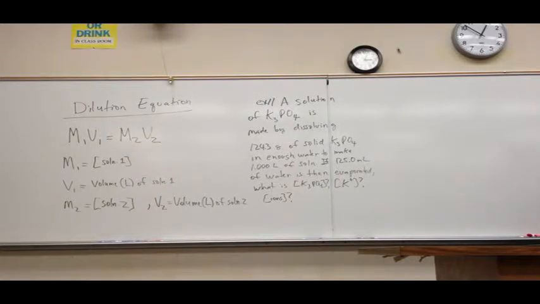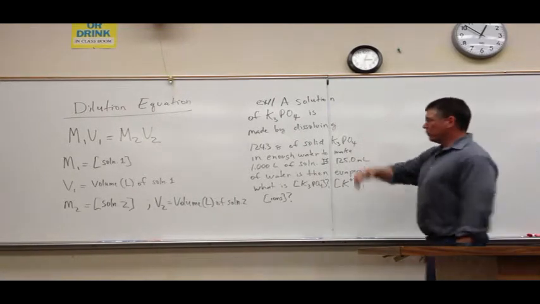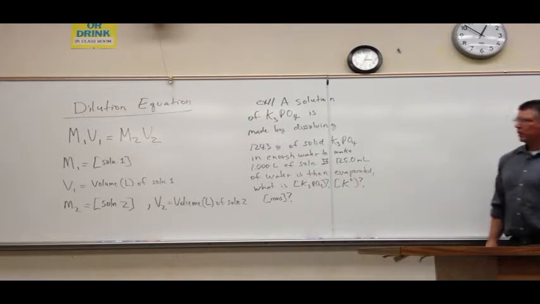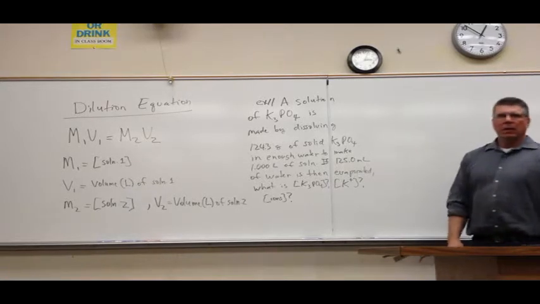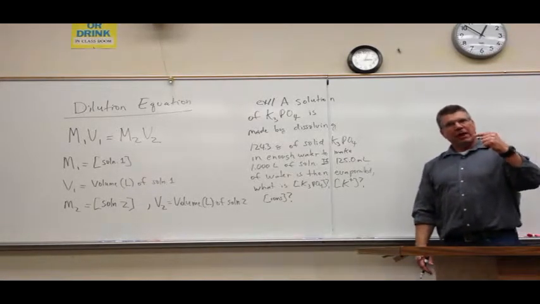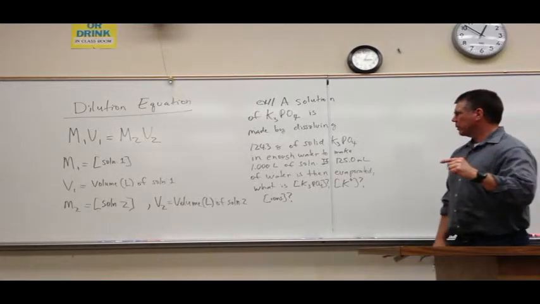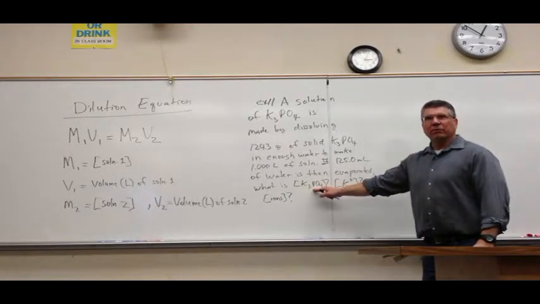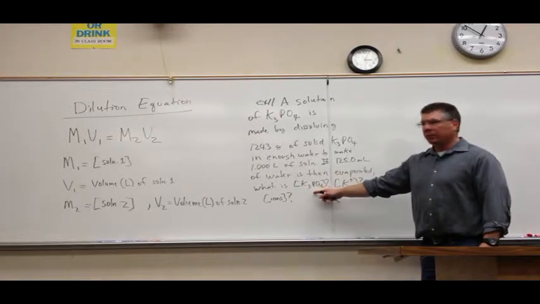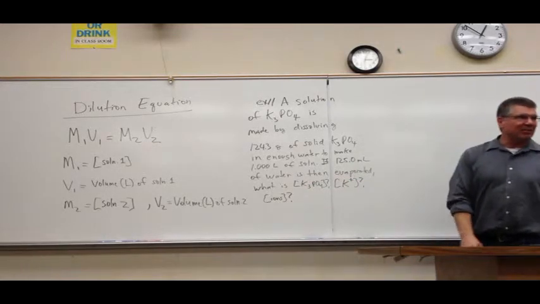In this example, we start out by making an aqueous solution of potassium phosphate by dissolving 124.3 grams of solid potassium phosphate in enough water, bringing it up to a total volume of 1 liter of solution. Then we evaporate 125.0 milliliters of water from the solution. What we want to find out is, after the evaporation, what the concentration of potassium phosphate is, what the concentration of the potassium ion is, and what the total concentration of ions in that solution is.